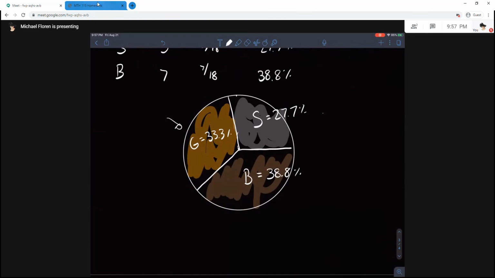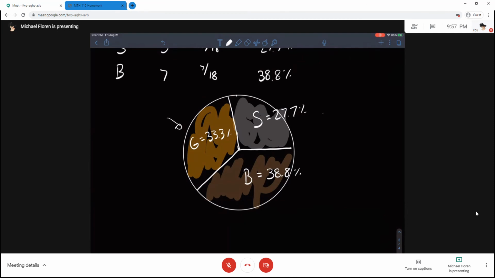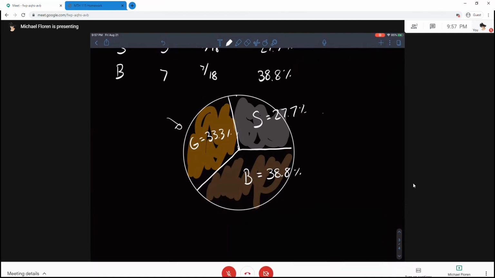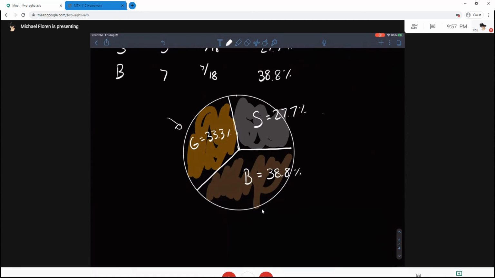If I want to check this out, I can go in the homework app. I can check that this looks pretty darn close to what I would have expected. You've got bronze, you've got silver, and you've got gold, and these are broken up. It looks like bronze is a little bit bigger than gold, which is bigger than silver. And honestly, I'm surprised with how close that looks to my graph. Note that where it's at in the circle isn't important. What you're looking at is the size of the slice of the pie for each of these particular components.